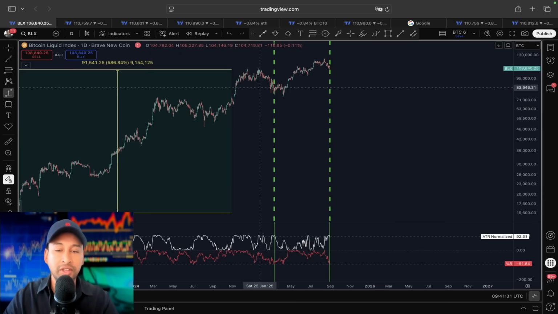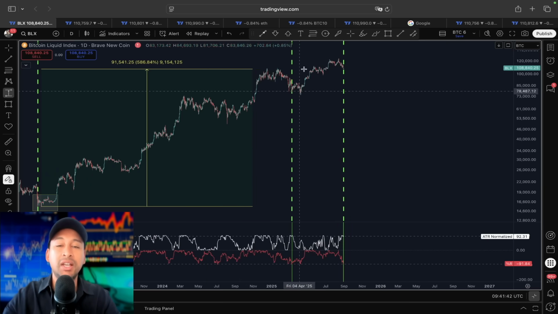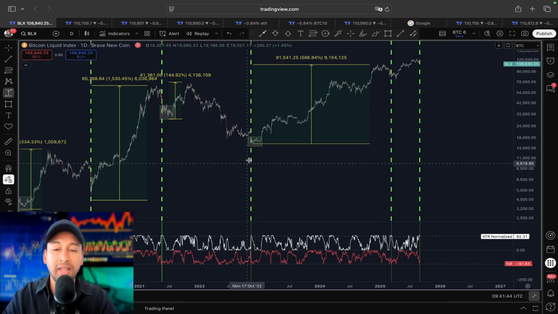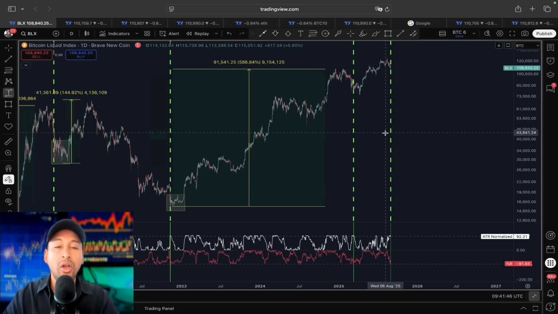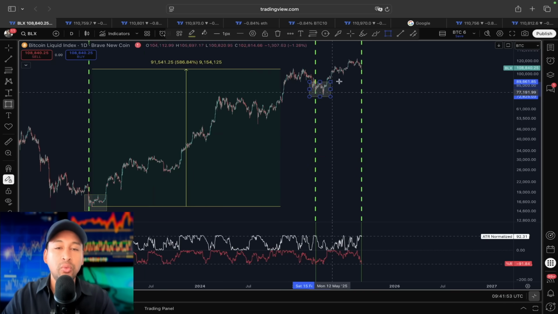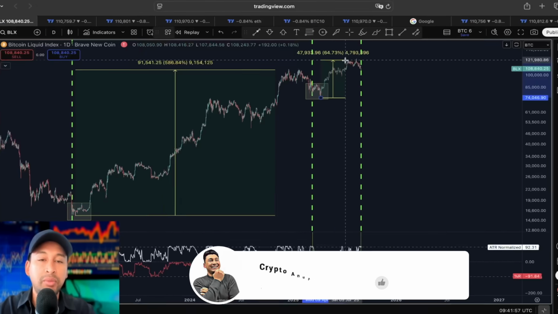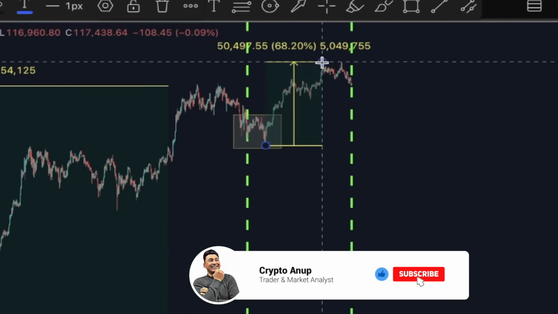Just like here, a small pullback gave us another buy confirmation from this indicator. You can see when the price of Bitcoin had a drop from 109,000 all the way to around 77,000, this indicator gave us another buy confirmation, and just like this one here, a week of consolidation, which later resulted in another parabolic move. You can see from the bottom till the top, a move of around 67%.